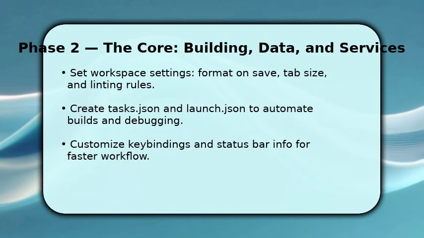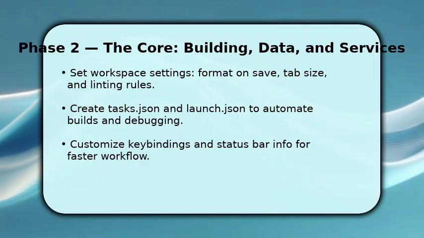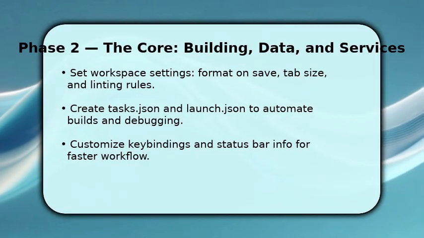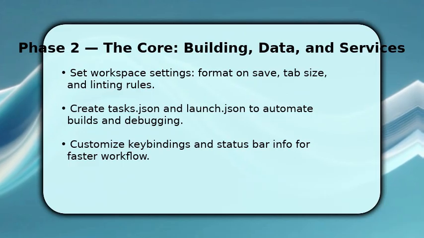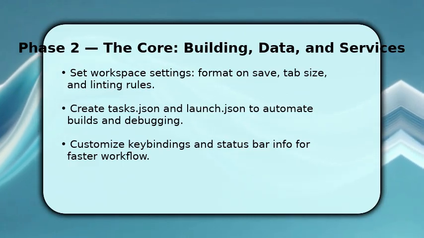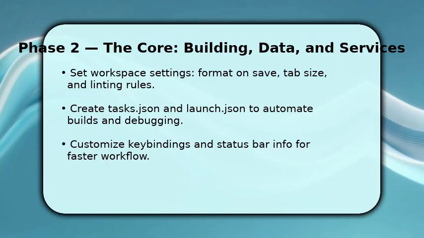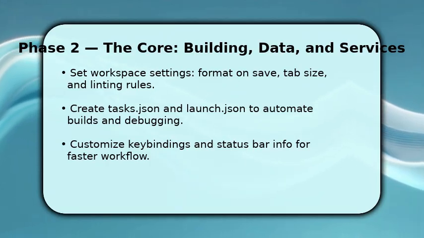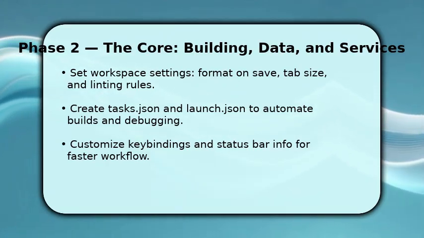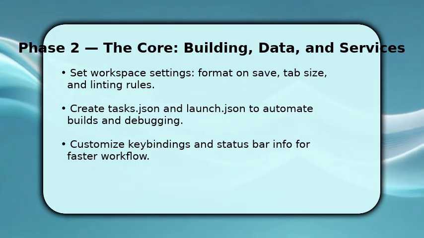You edit settings.json, or use the UI, to enable format on save, set tab size, and turn on linter rules. This avoids style drift. Then create tasks.json to run builds or tests and launch.json to wire the debugger to your app so you can run breakpoints. Also, tweak a couple of key bindings for frequent actions. That saves minutes every day.